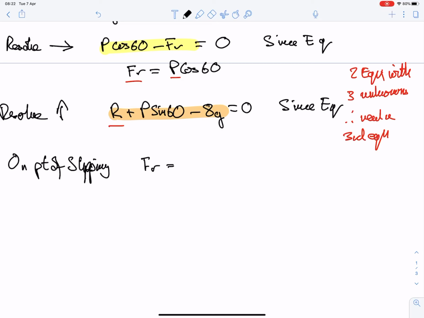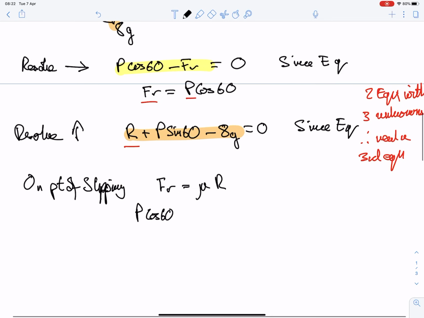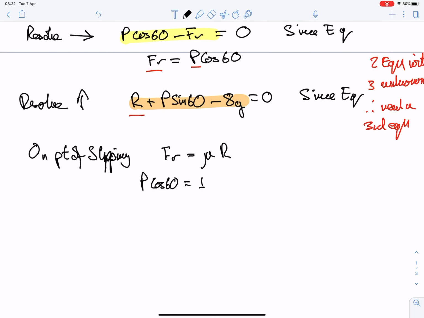On point of slipping, friction is equal to mu R. So friction is P cos 60. Mu, I think, was equal to a half, yeah. So we've got equals a half, and the normal reaction R we can take from here. So R is equal to 8g minus P sine of 60. So we've got a half of 8g minus P sine of 60.